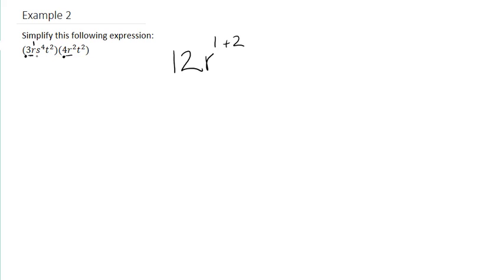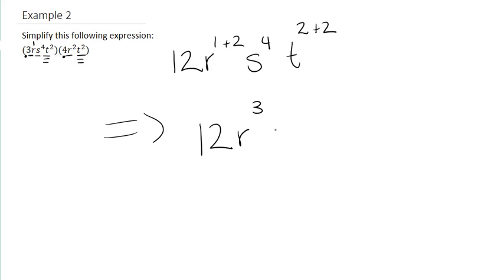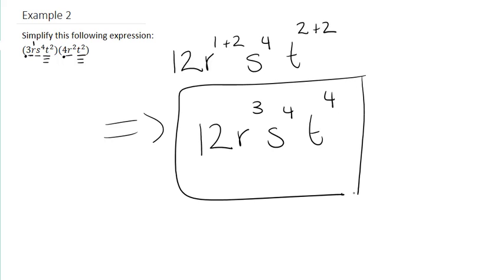Now we can move on to s, and we see we only have one s, so we can't multiply it by anything else because you can only multiply like terms. So that's just s to the 4th. Next we have t. So we have t squared times t squared. So we have t to the 2 plus 2. So then this just becomes 12 r to the 3rd, s to the 4th, t to the 4th. And this would be our simplified version of the expression shown.